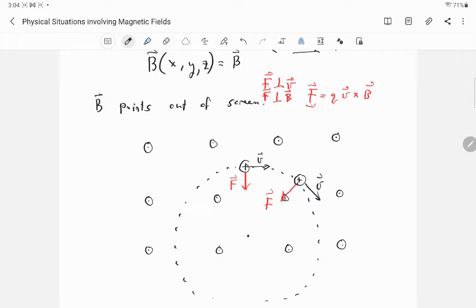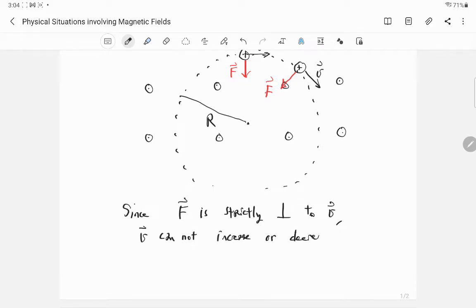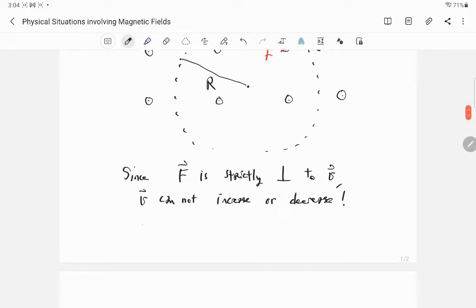And that circle is going to have a radius r. And more than that, since F is strictly perpendicular to V, V cannot increase or decrease. So be really careful. There is definitely acceleration.